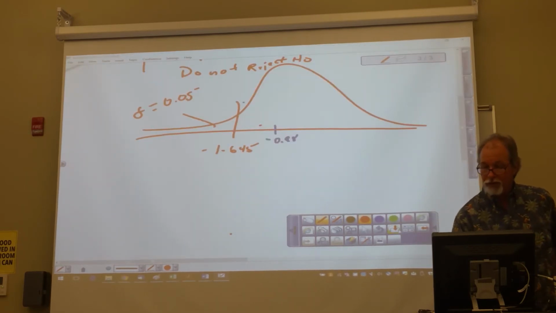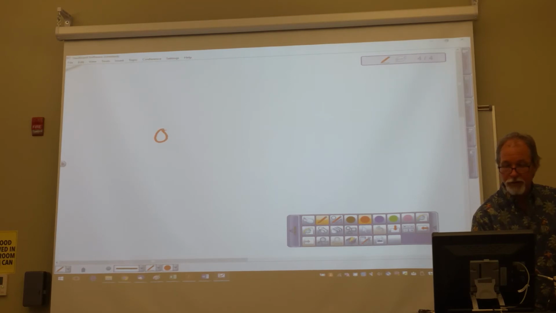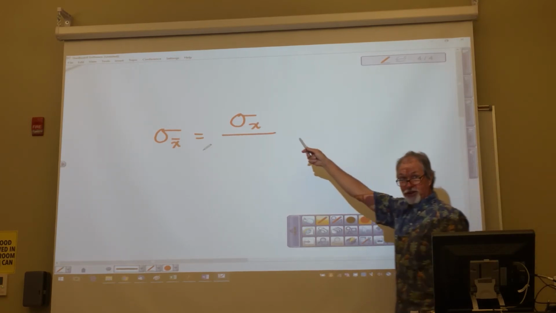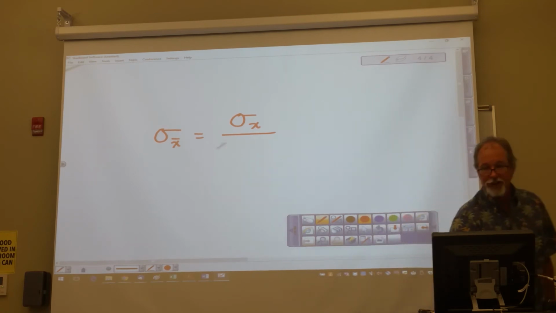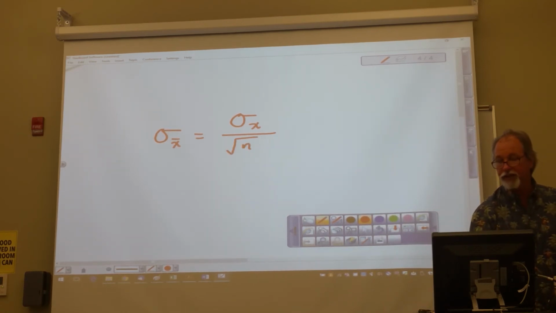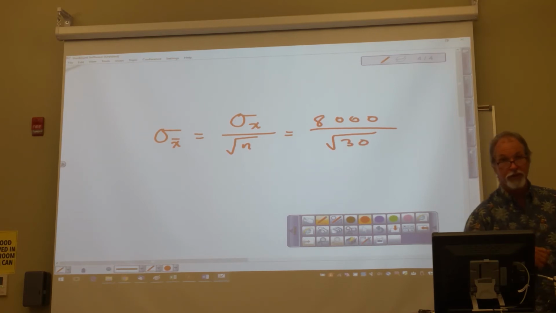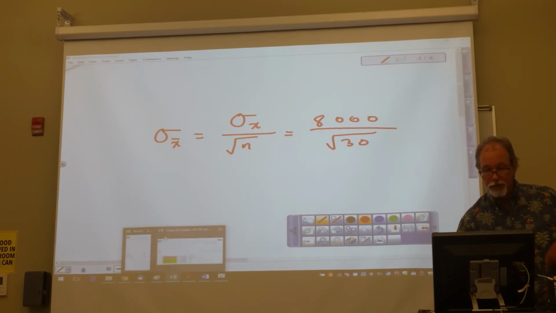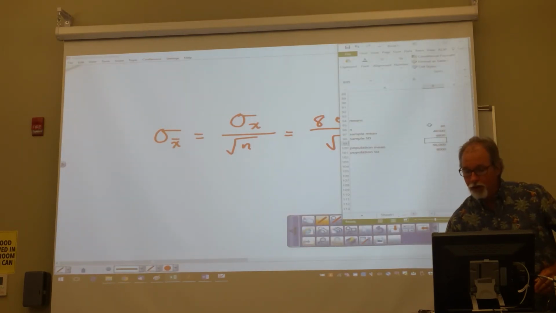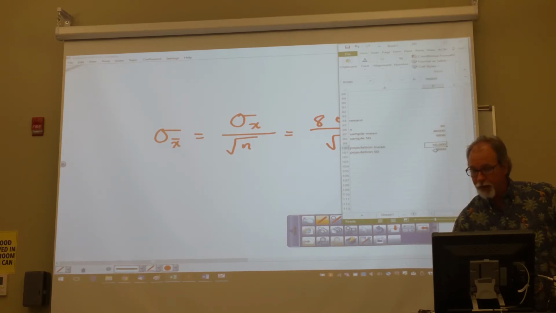The square root of the sample deviation. Close. Not the sample deviation, that's the population standard deviation over the square root of n. So in this particular case, it would be 8,000 divided by the square root of 30. So my n is 30, there's my sample mean, there's my sample standard deviation, my population mean.